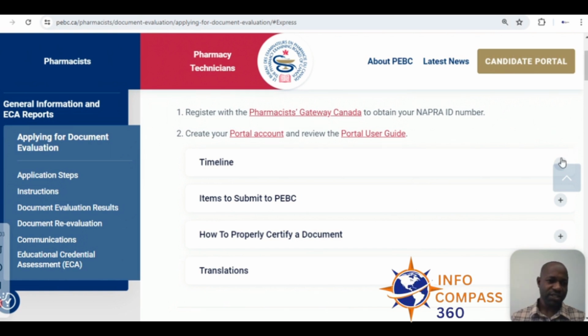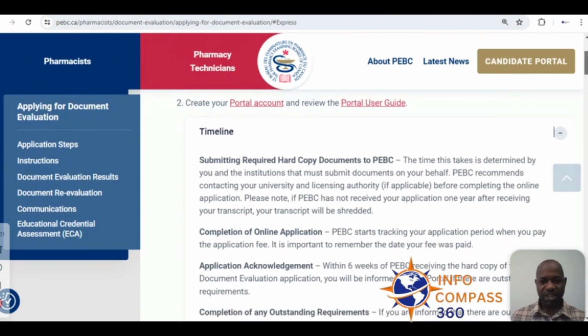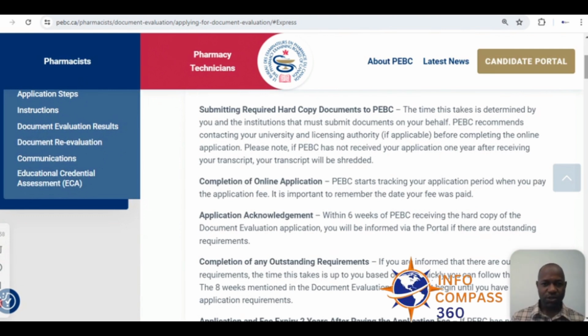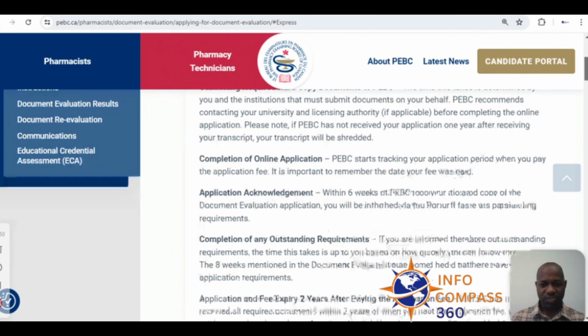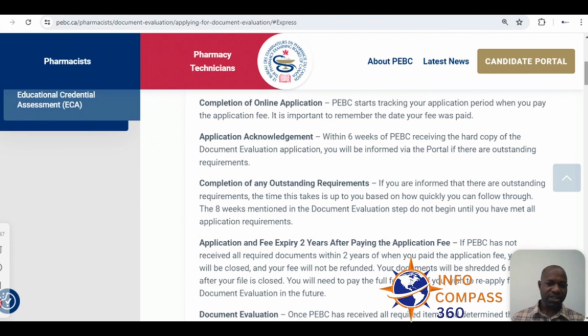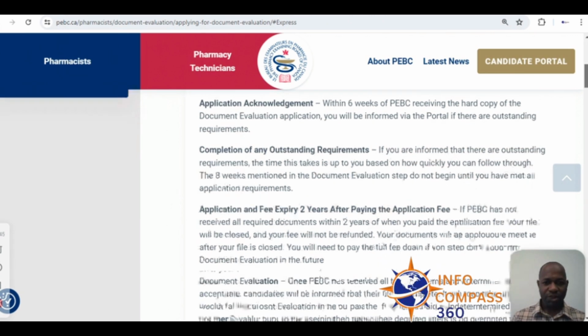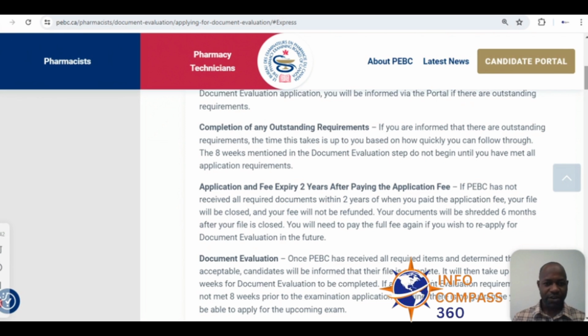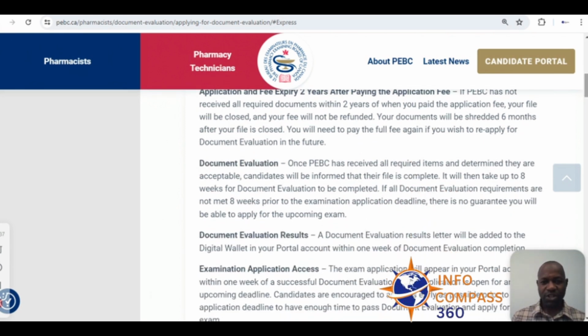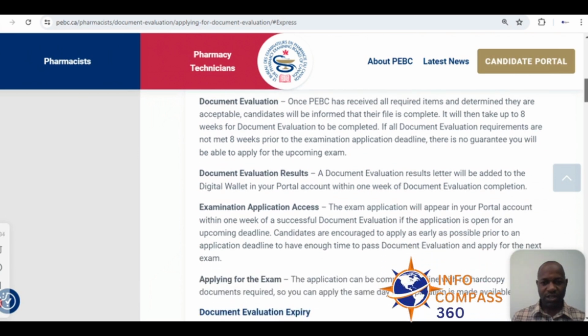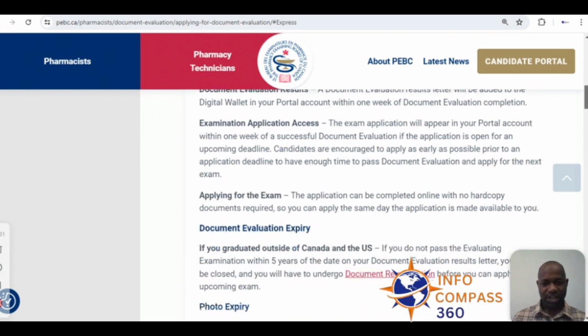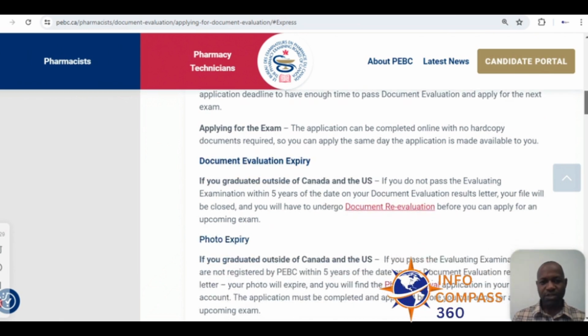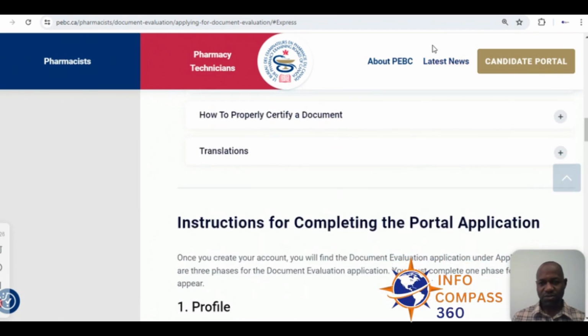And in terms of the timeline, there is a timeline stated on when you should be submitting hard copy documents to PEBC upon the completion of your online application, the application acknowledgement, and completion of the outstanding requirements. Moving on from that, the application and fee expire 2 years after paying the application fee, as well as the document evaluation reports or results, the examination application access, applying for the exam, and so on. So you can check out all those details right here.